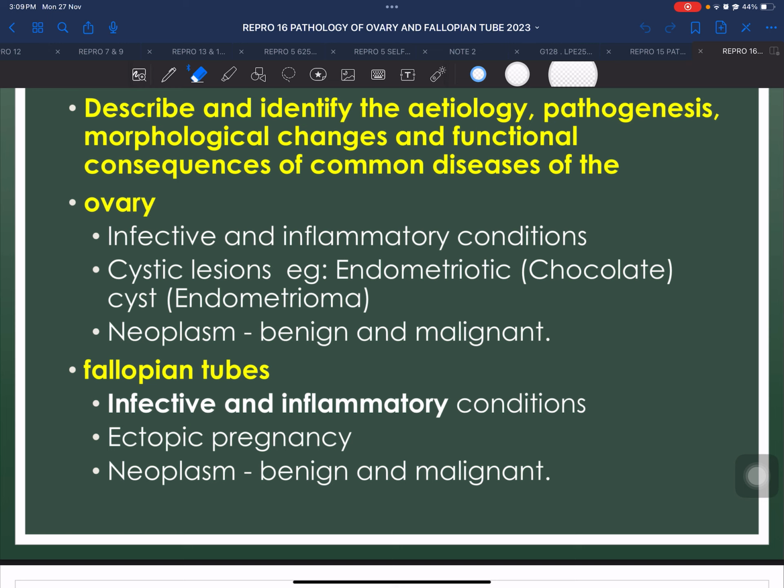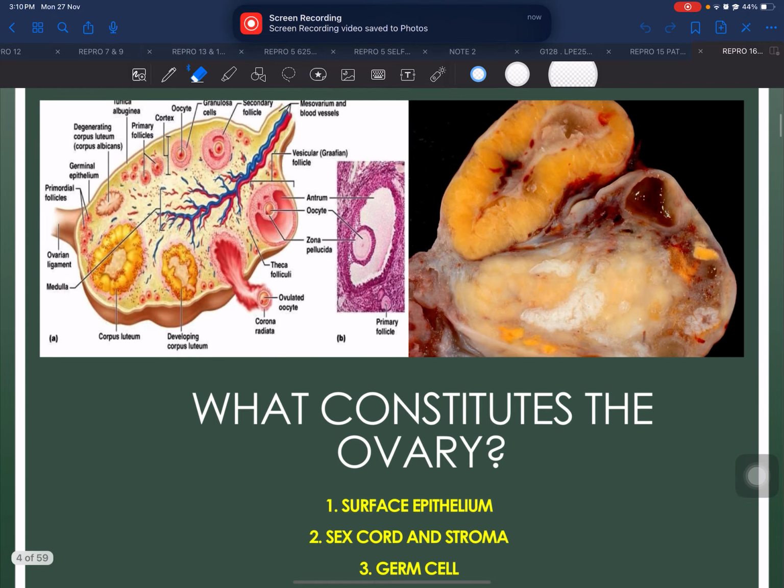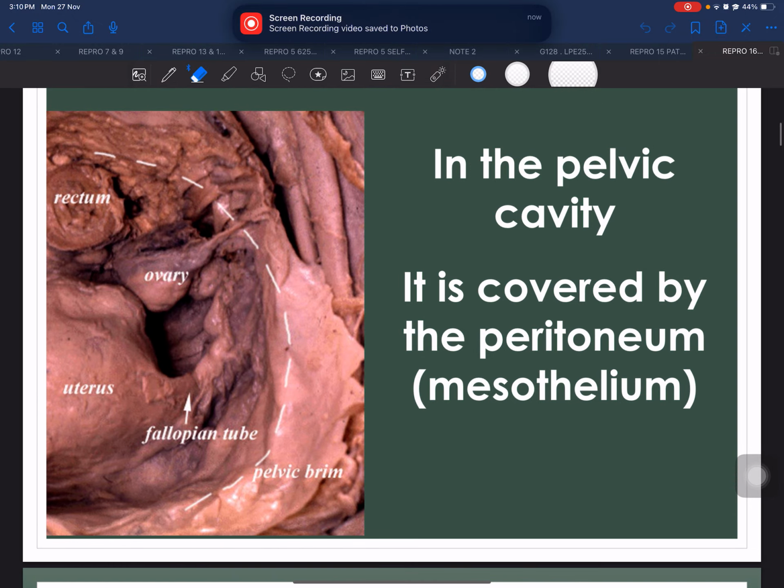Okay? So what constitutes the ovary? You have the surface epithelium, and then you have the sex cord and stroma within the ovary, and the germ cell. And it is located in the pelvic cavity and covered by the peritoneum. So this is the ovary, that's the uterus, is connected through the fallopian tube, and then you have the ovary.